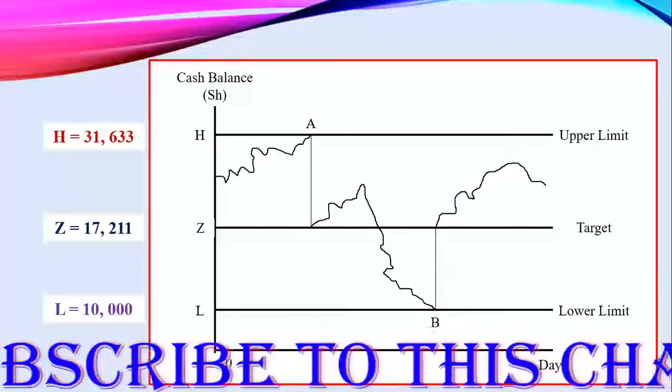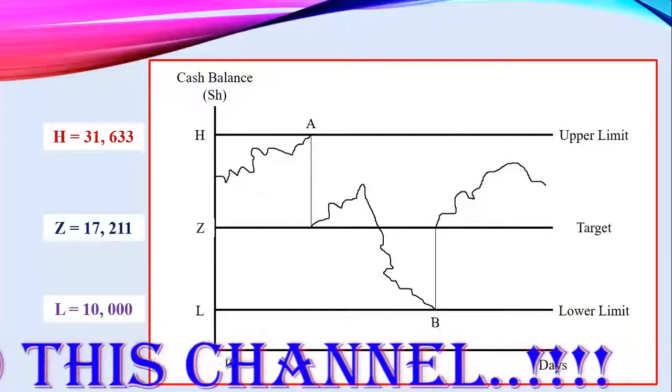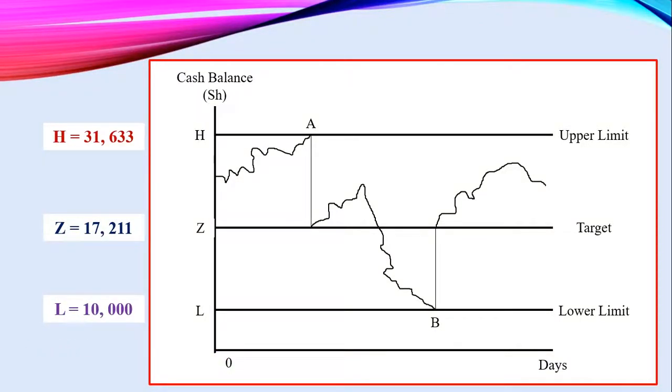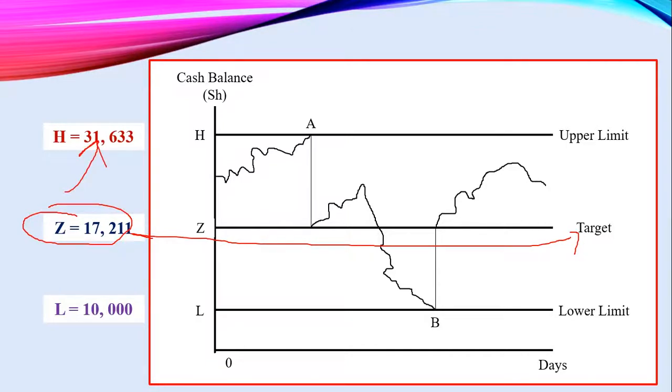Now, having solved the 3 items, let's try to replace them in the graph and see what these represent. We have already gotten that our target cash balance Z was 17,211. It means this is what an organization needs to maintain at any given time, 17,211. Then the higher limit, or the maximum they can hold, is 31,633. When this amount gets to here, they need to take it back to 17,211. The minimum amount is 10,000. If they go below 10,000, they need to get back to this point.